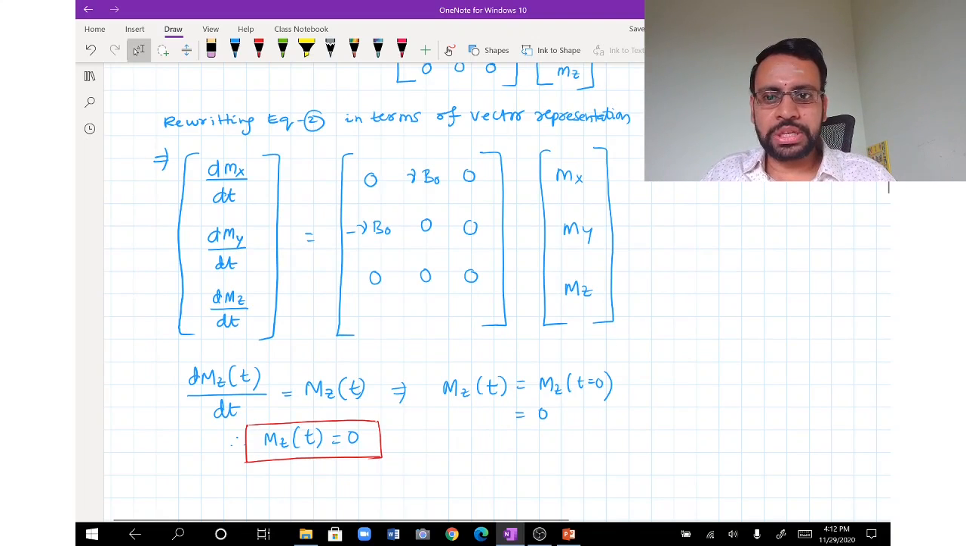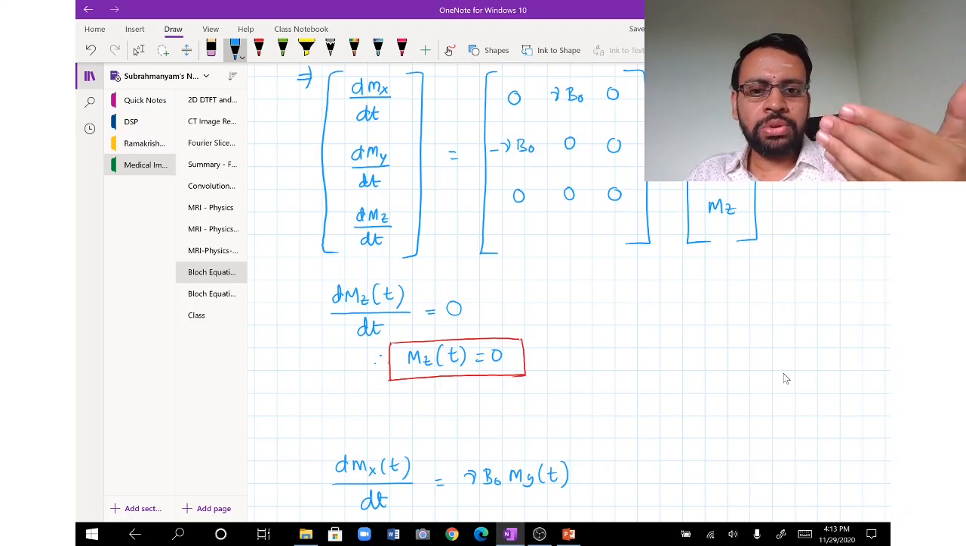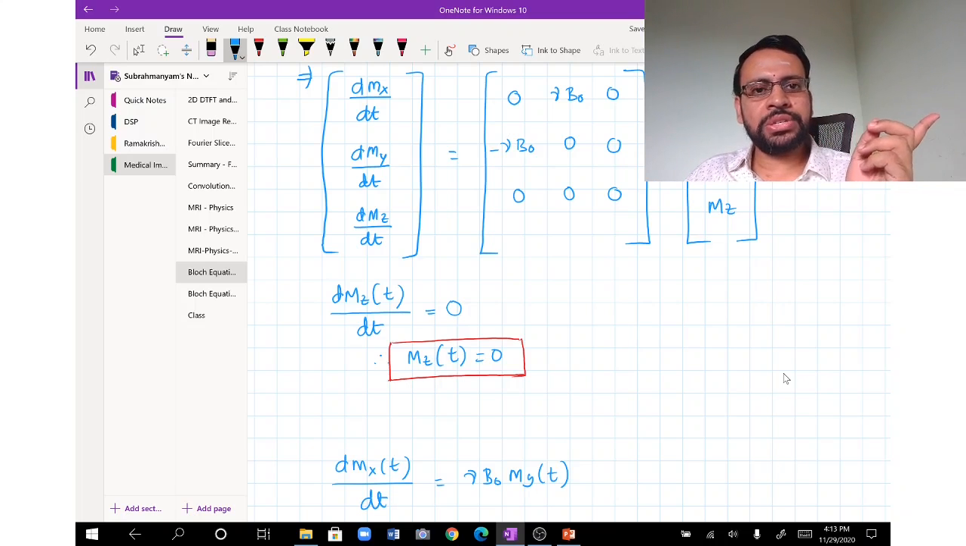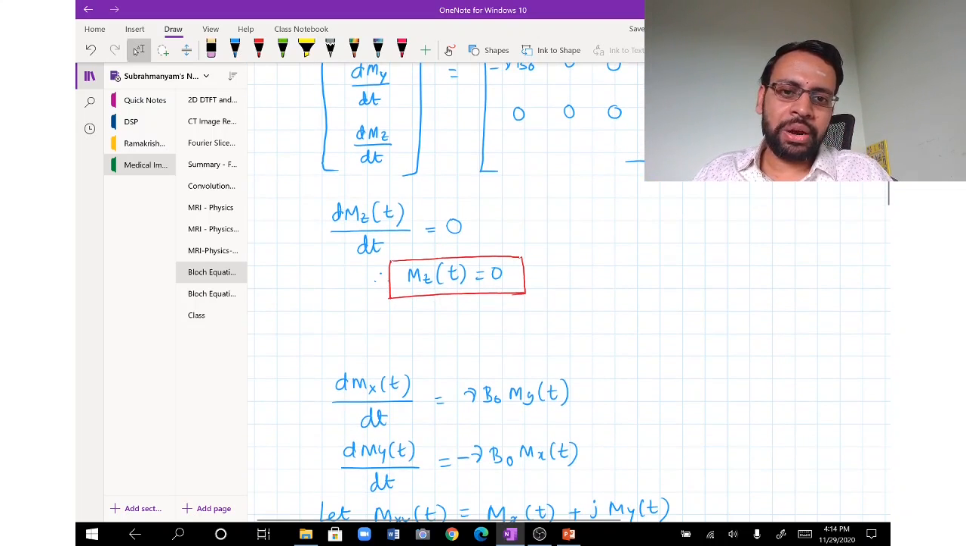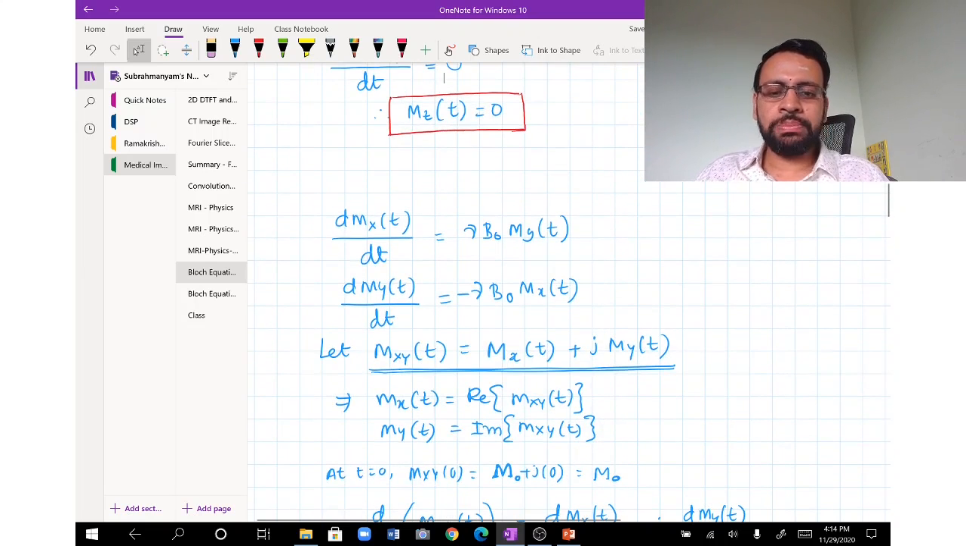Now you take each multiplication. For example, you take the last row, sorry, made a small correction here, dmz by dt equal to 0. So your mz of t is going to be 0, since you are assuming that this is already in the xy plane and there is no T1 relaxation happening. Now you could see here dmx by dt is dependent on the y component and dmy by dt is dependent on the mx component, right? So you need to deal with them together.